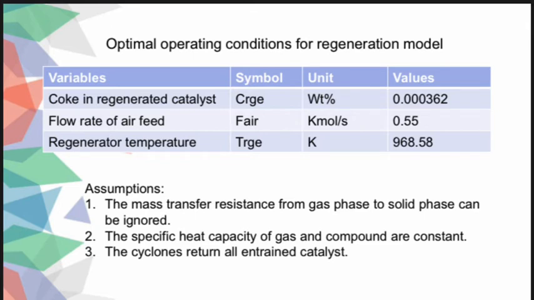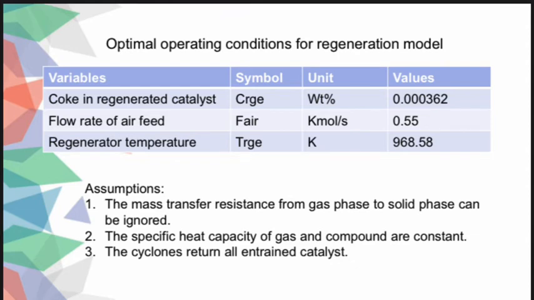coke in regenerated catalyst has the value of 0.000362 weight percentage, which is very low. And the second one is that we have the flow rate of F8 of 0.55 kilomole per second, and also a regenerator temperature of 968.58 Kelvin.